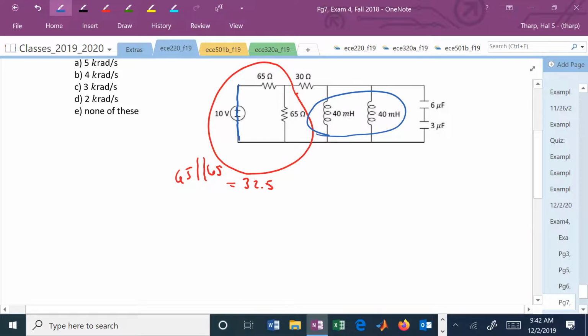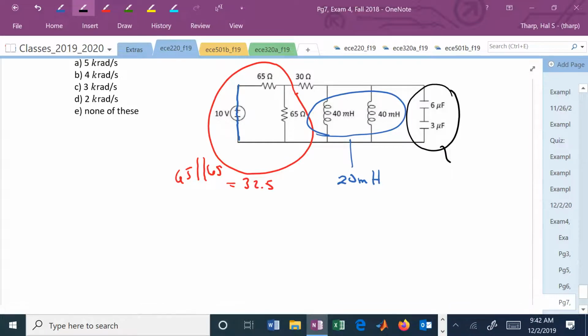How do inductors combine in parallel? Like resistors, so this will actually be cut in half. This is now 20 millihenries. That's 40 times 40 divided by 40 plus 40. How do these combine? Capacitors in series. Those now combine like resistors in parallel. So this is now 6 times 3 divided by their sum. We now have 18 over 9, or that's 2 microfarads.